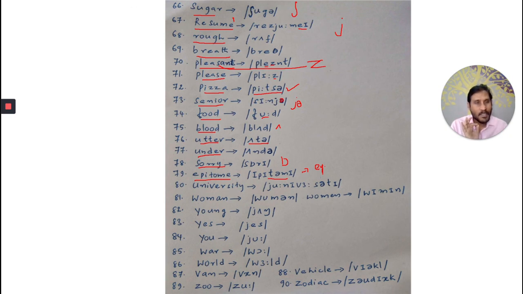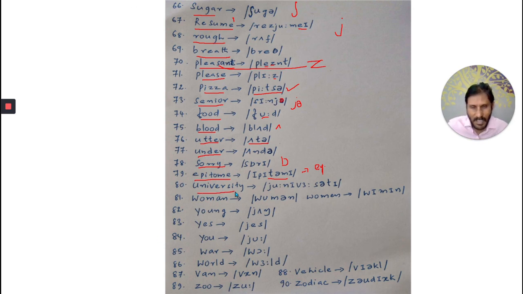Punctuality, he is an epitome of it. Epitome. At least you can say epitome. If you can't pronounce it properly, you can say it this way. So epitome, you can use this word.